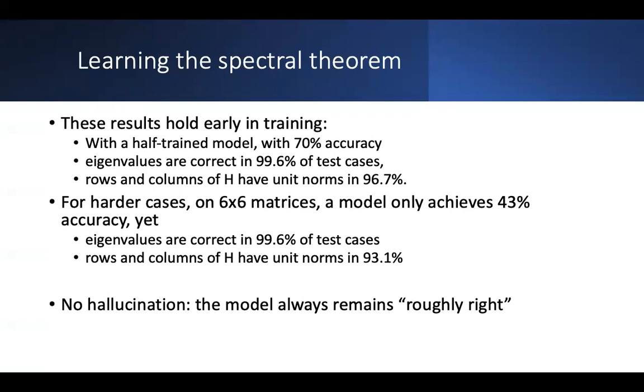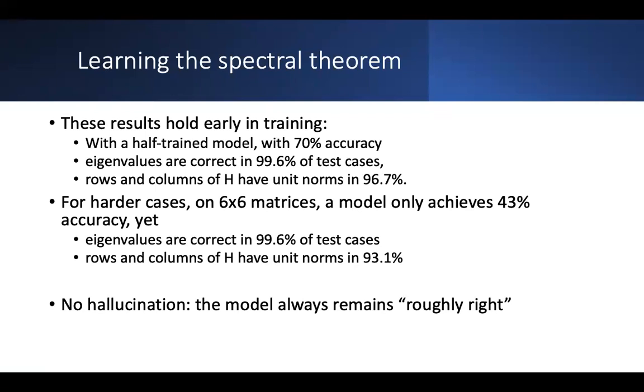Same if I go on 6-6 matrices. I was on 5-5 matrices. I go on larger matrices. My model is too small. I would need a larger model to train. The best I can achieve is 43%. It's not bad. It's not as good. Still, my eigenvalues and my rows and columns have the property. So I'm saying that these are learned early. It happens at the same time. It happens during training and early.